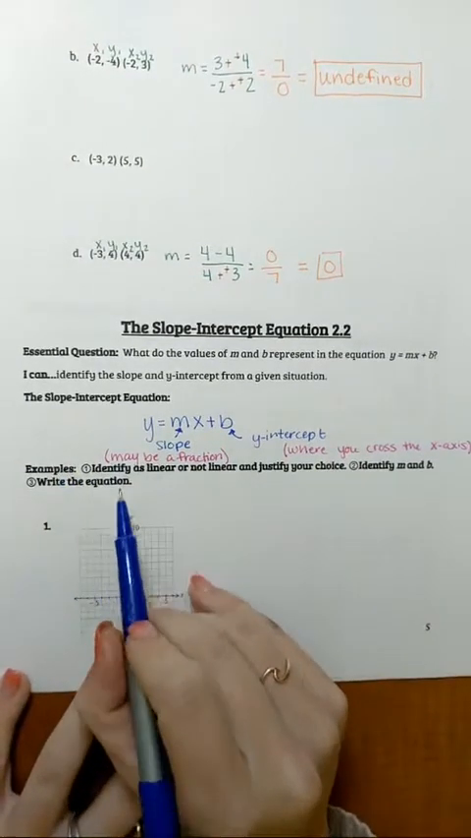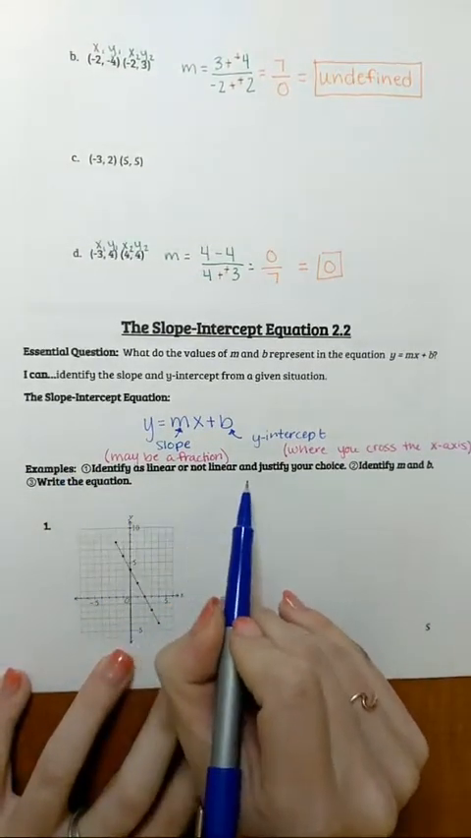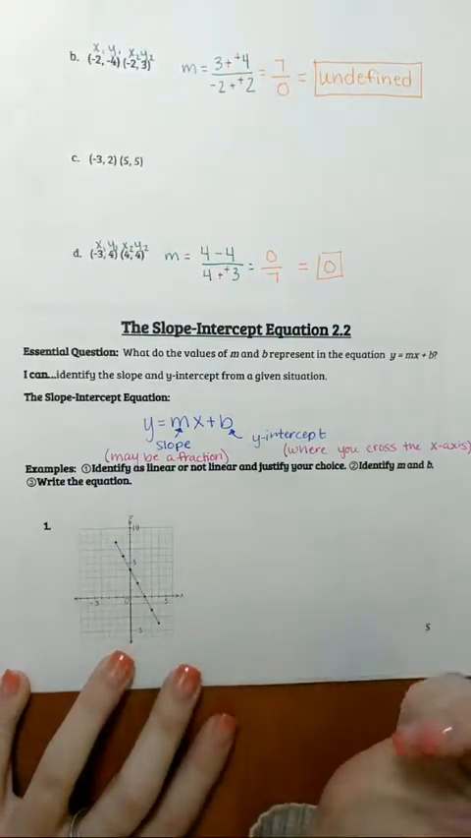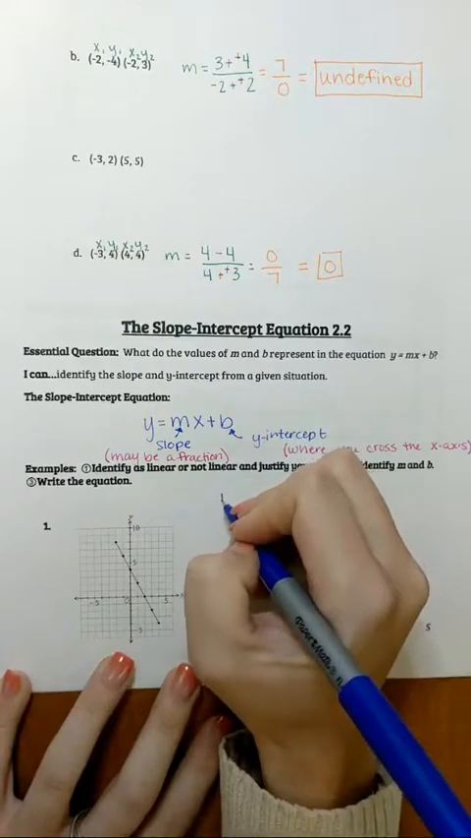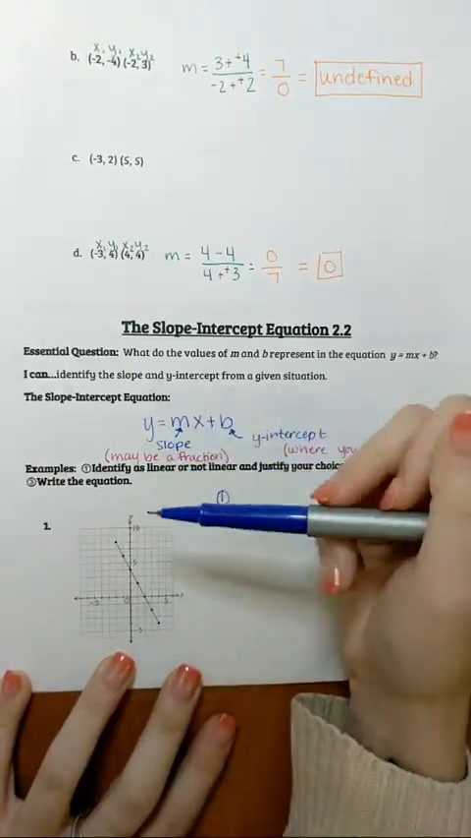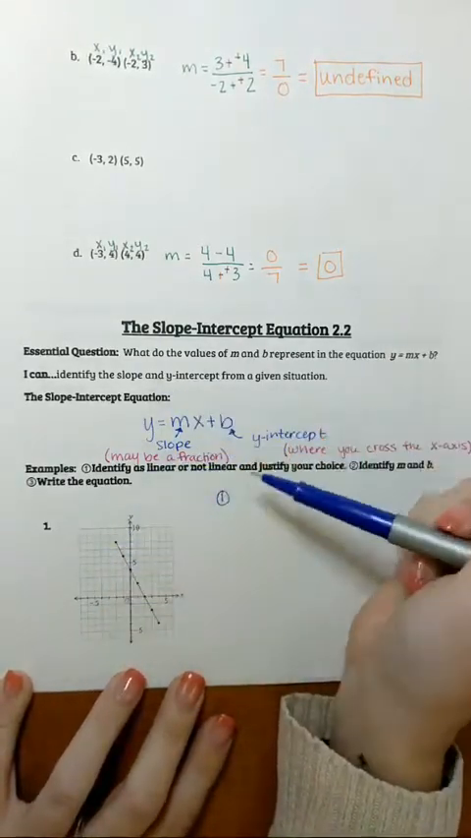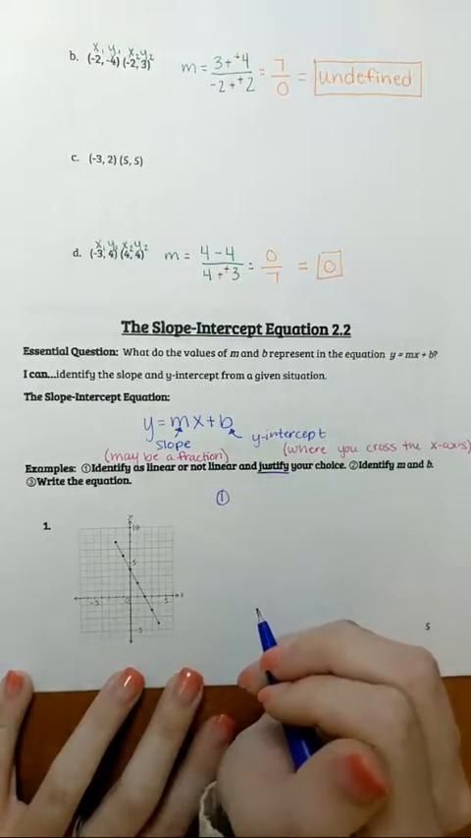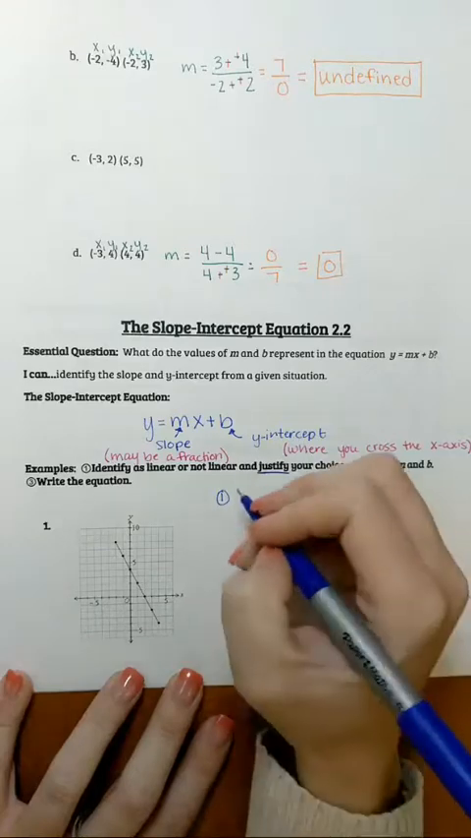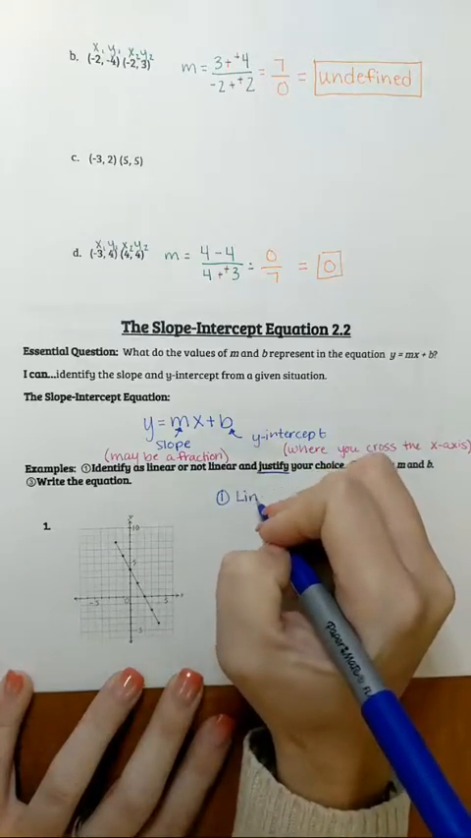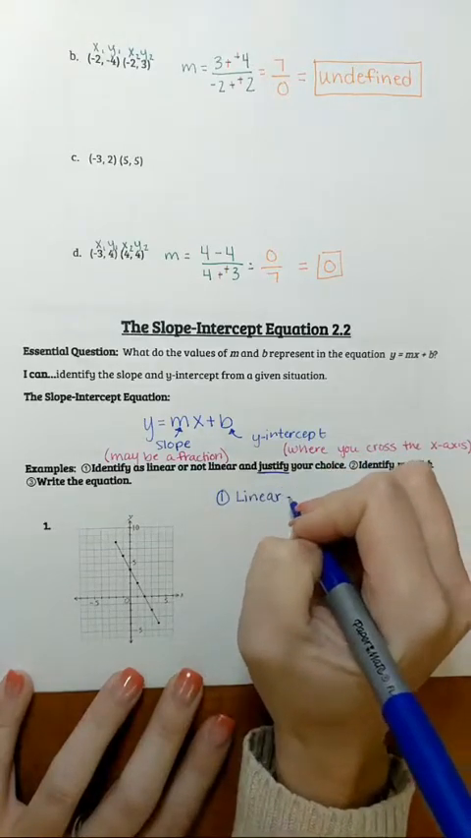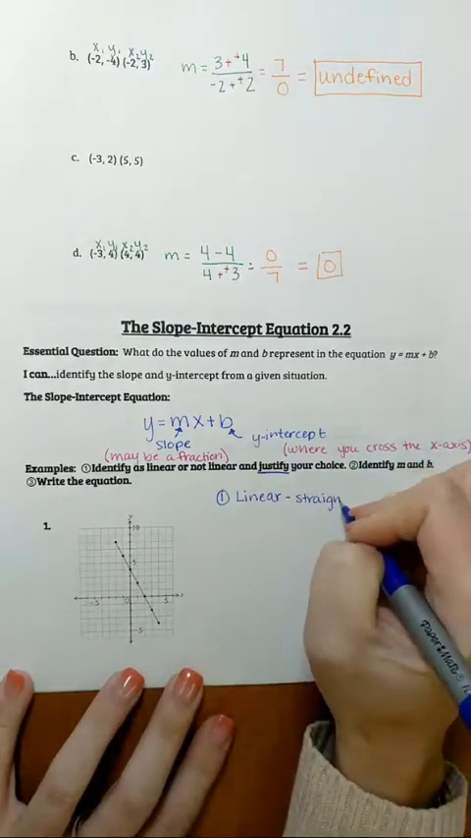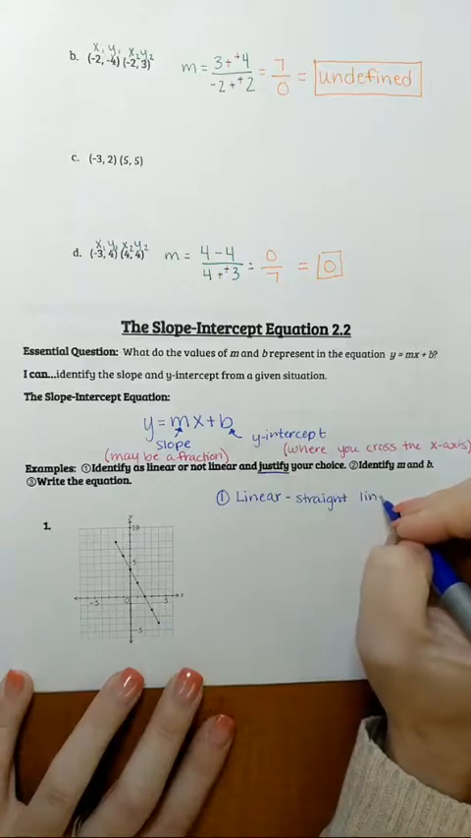So, first we are going to identify if this is linear or not linear and justify why. Identify m and b, and then write the equation. Remember, depending on what we are given is what our justifying will be. So this is linear, and that is because it's in a straight line. We're allowed to say that because we are given the graph.